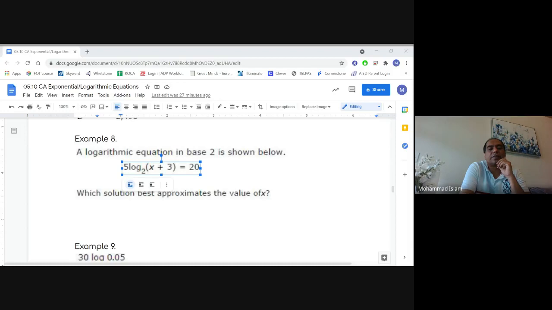2 power 4 is just 2 multiplied by itself 4 times. So then we subtract 3 from both sides, and we have x is equal to 13. So this is our answer. This particular question didn't have any multiple choice answers to pick from. You need to just solve it, and when you solve it, this is what you get. Okay.